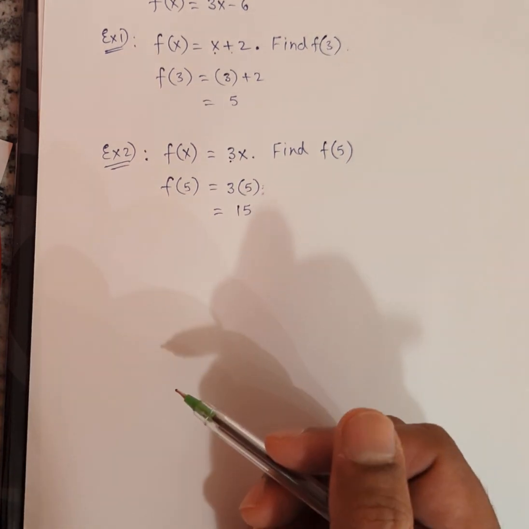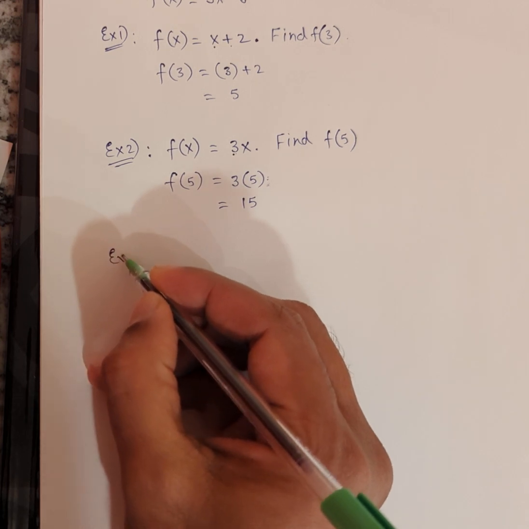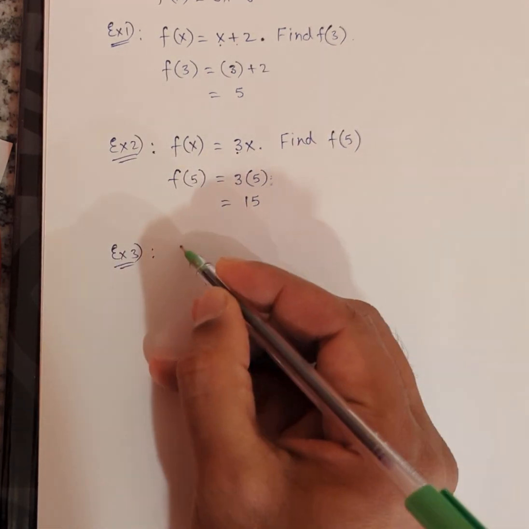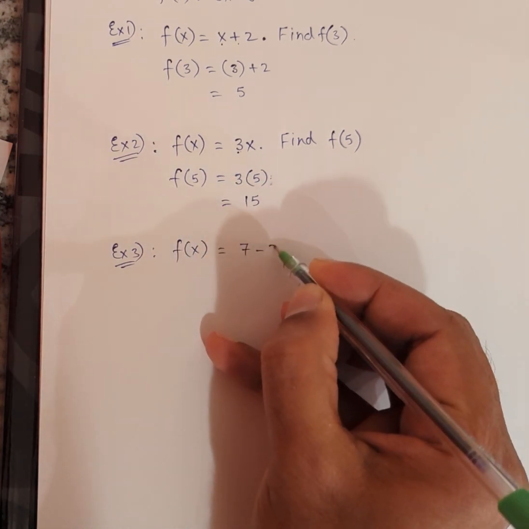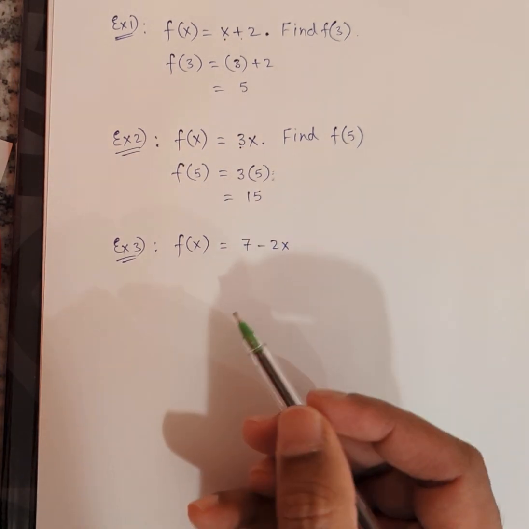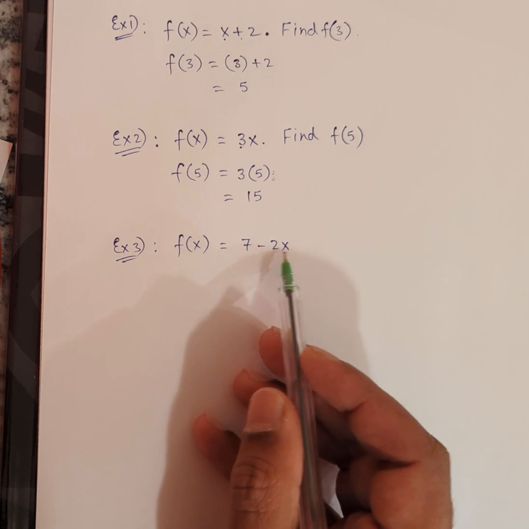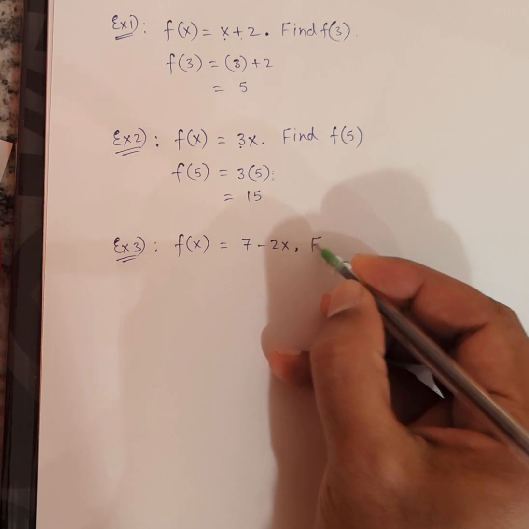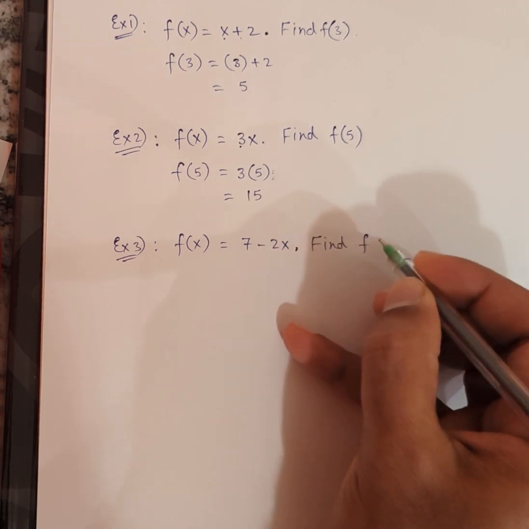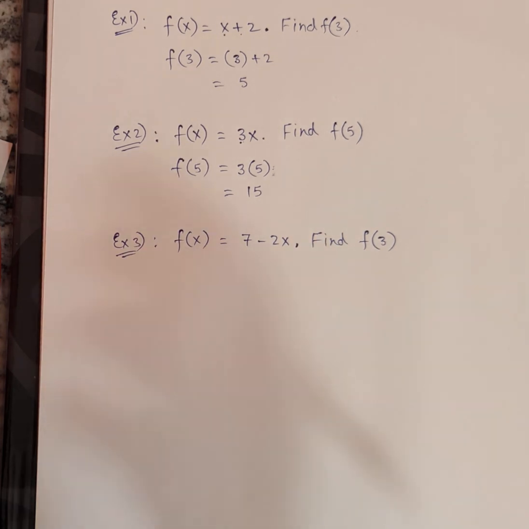Now, let's look at one example where you have more than one operation. So, in example 3, I'm going to say f of x equals 7 minus 2x. So notice, this example has two operations, minus and also multiplication. So subtraction and multiplication. And then the question could be find f of 3. So how do you go about that?